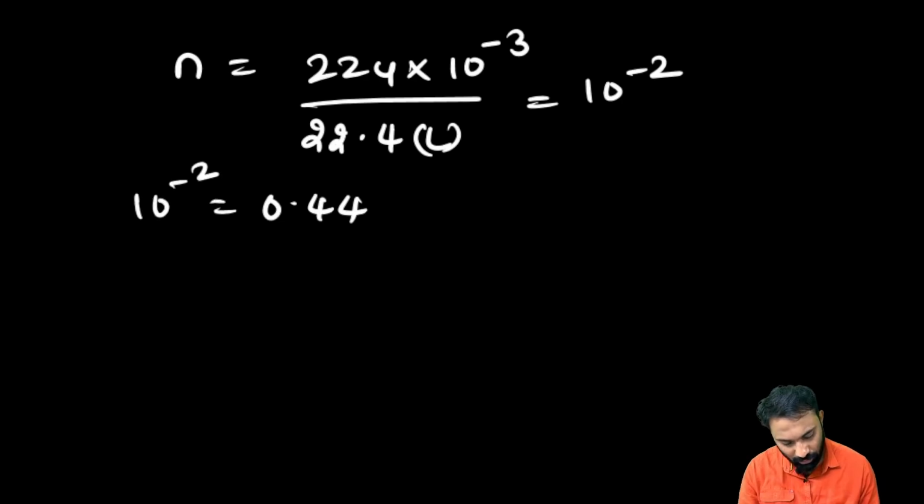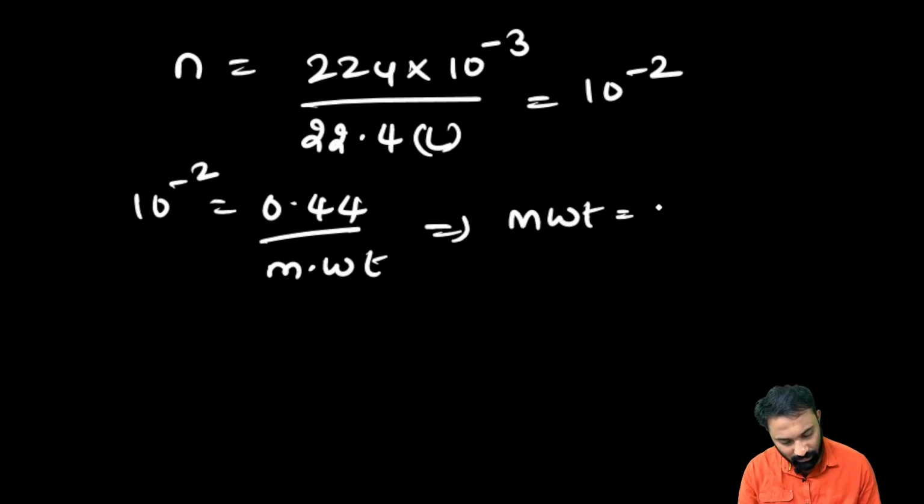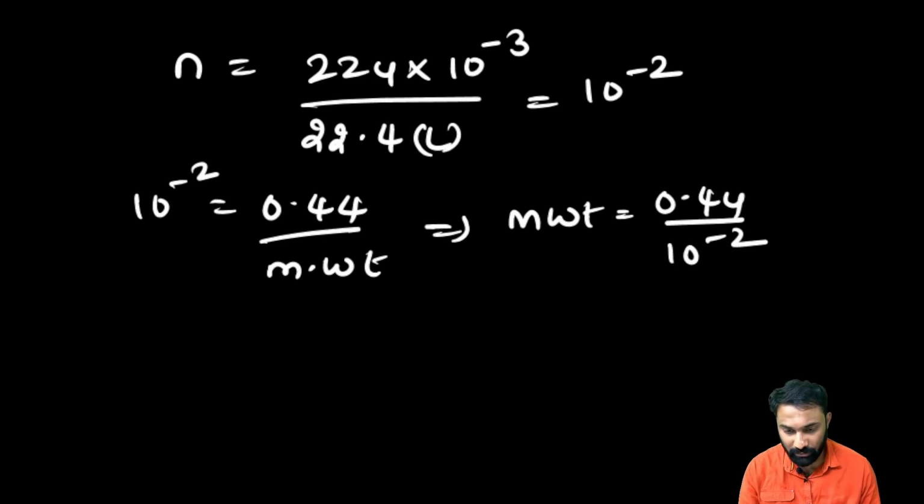0.2 you got. And if you find the molecular weight, then the molecular weight of that compound will be 0.44 into 10 to the power minus 2. Approximately, the molecular weight of that compound will give you how much?